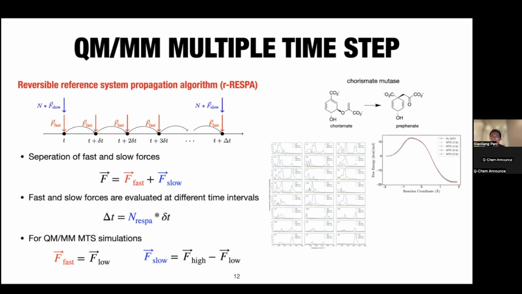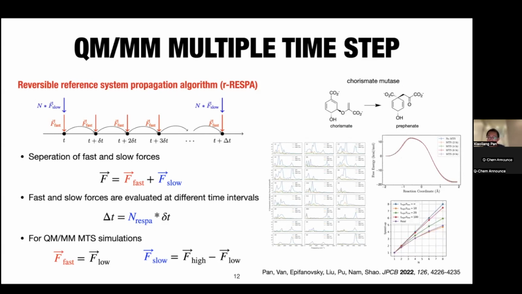Then we tested different step sizes from 2 femtoseconds up to 8 femtoseconds, while keeping the inner step at 1 femtosecond. So this plot shows us, even though we stretch the outer step as far as 8 femtoseconds, it can still produce almost the same free energy profile. And by doing this separation, this gives us pretty good acceleration without doing any reparameterization.